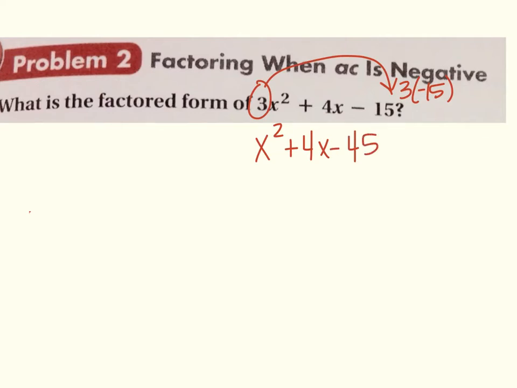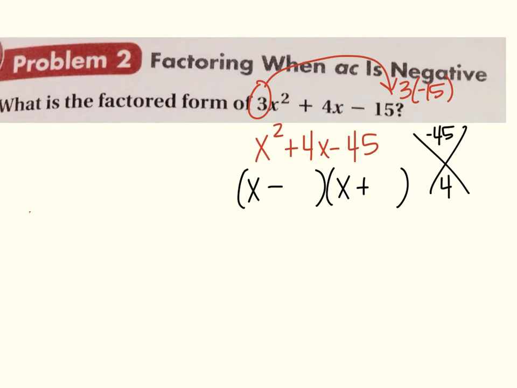Then we're going to factor. Since the last term is negative, the signs are going to be different. So I'm trying to figure out what's going to multiply to give us negative 45 and add to give us 4, or subtract to give us 4, since we have different signs.